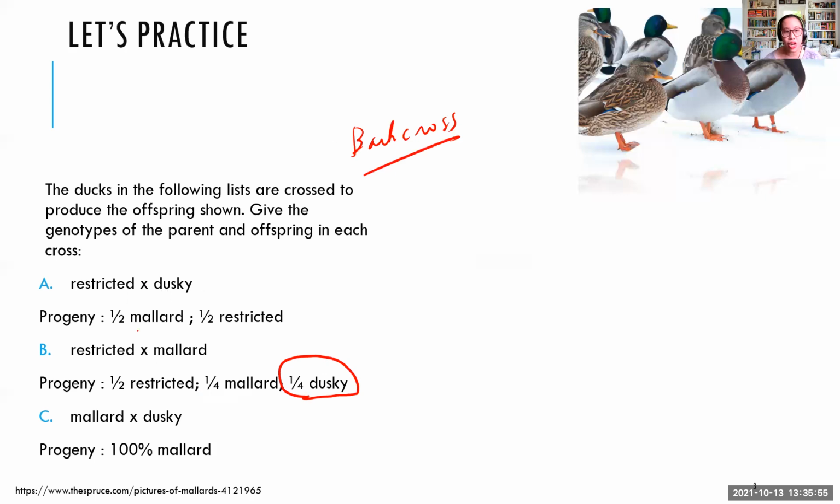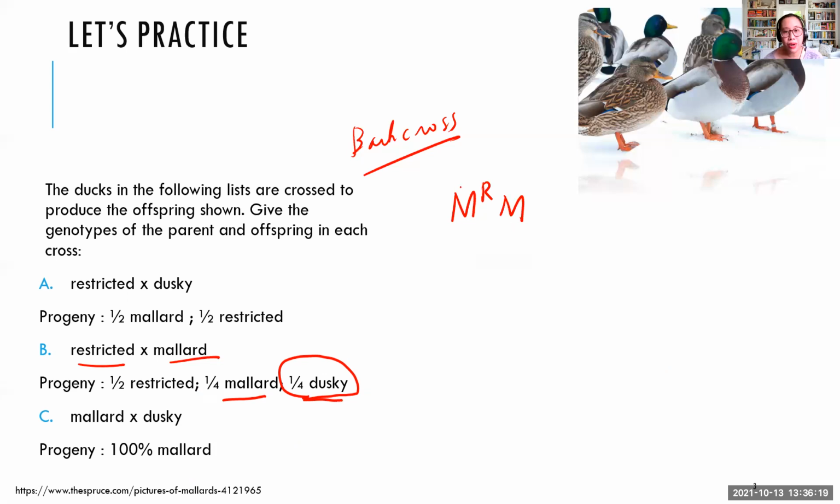So we have here a restricted and a mallard. Take note of the progeny. There is a mallard and there is a dusky. So your restricted cannot be pure. It must have at least either a mallard gene or allele, or a dusky allele.